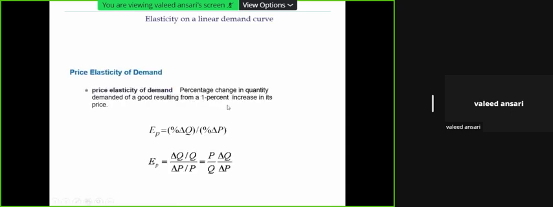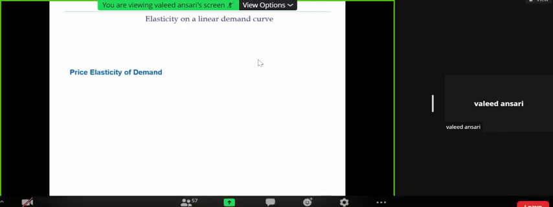Now, coming back to the formula of elasticity. Let me stop for the day. We will take up the remaining part tomorrow, and we will take up elasticity on a linear demand relation.